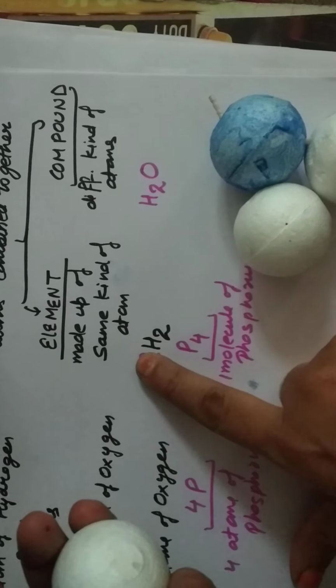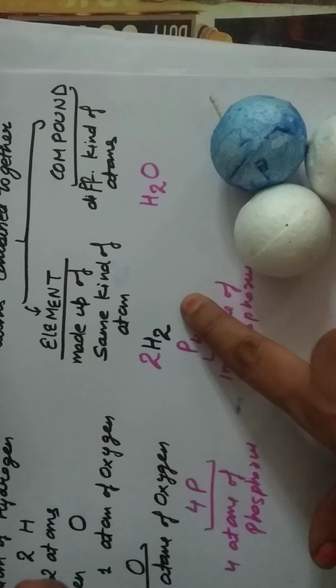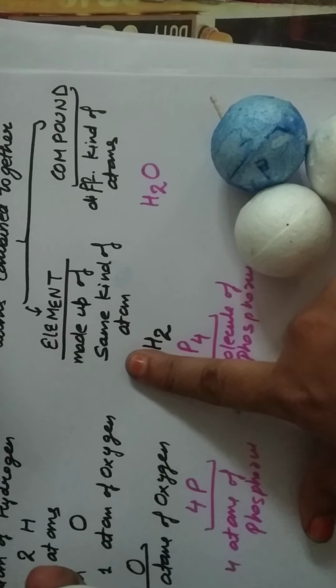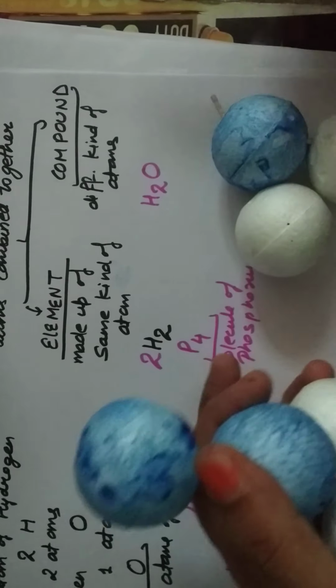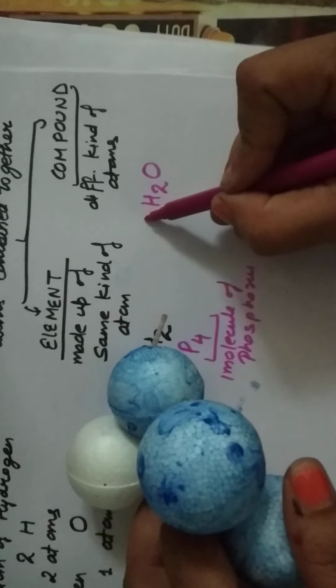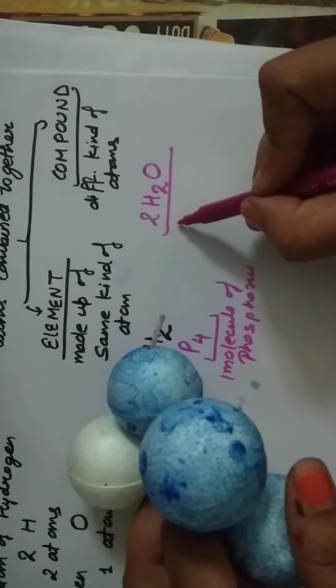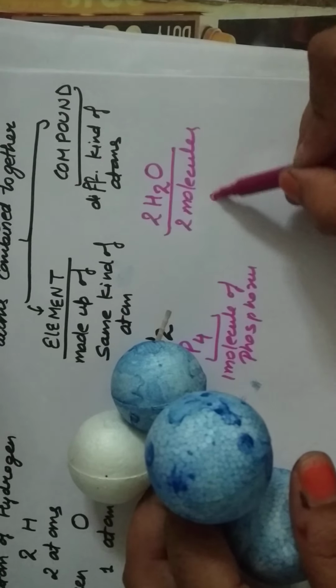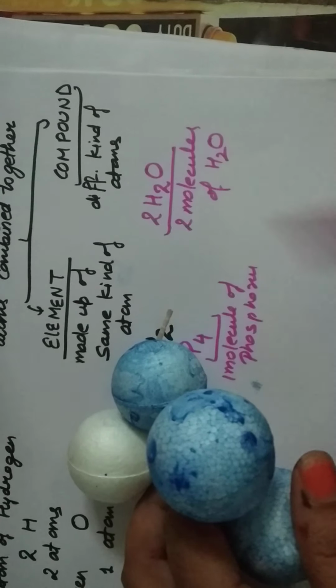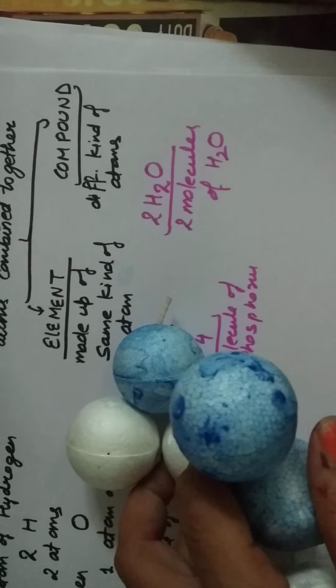In this we won't consider the number in front. If it is written 2H2, the molecule is H2, and 2H2 represents two molecules. Similarly, if I write 2H2O, this will represent two molecules of H2O. Thank you.